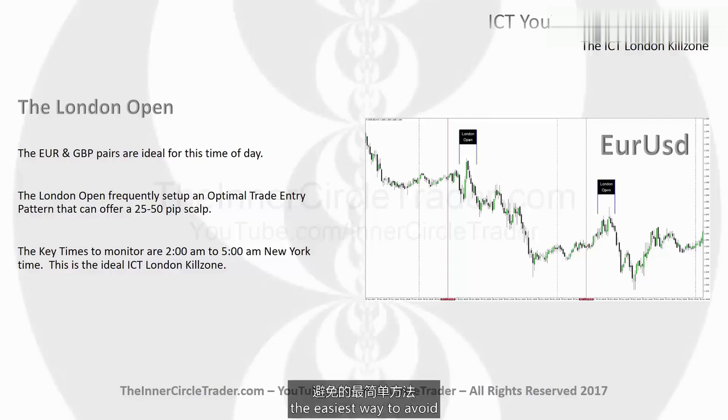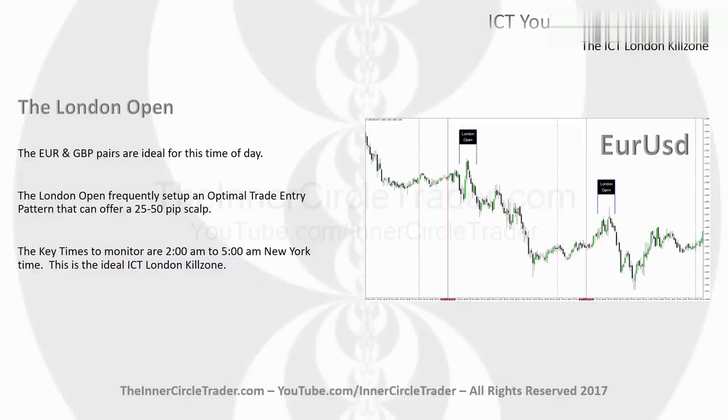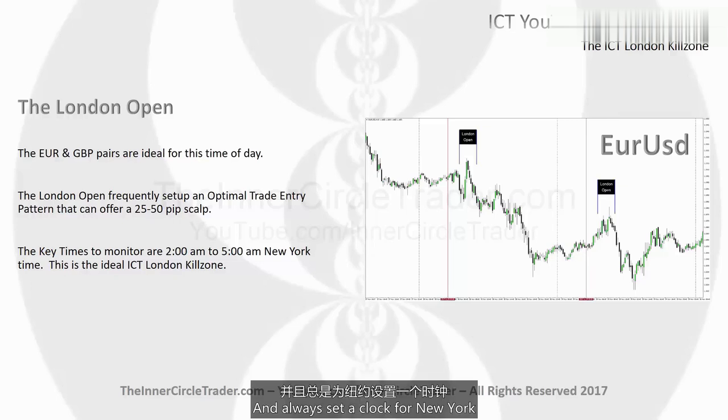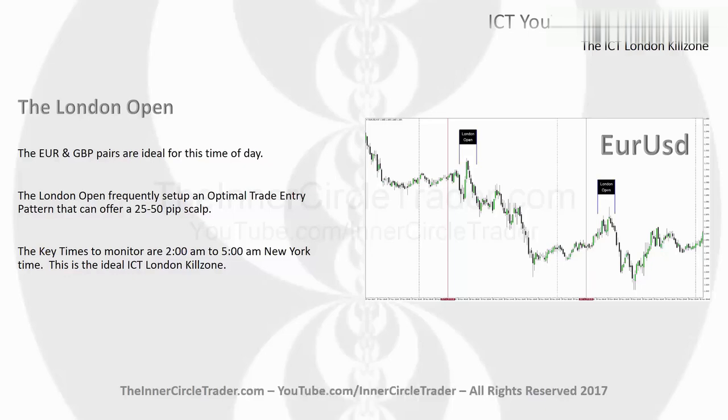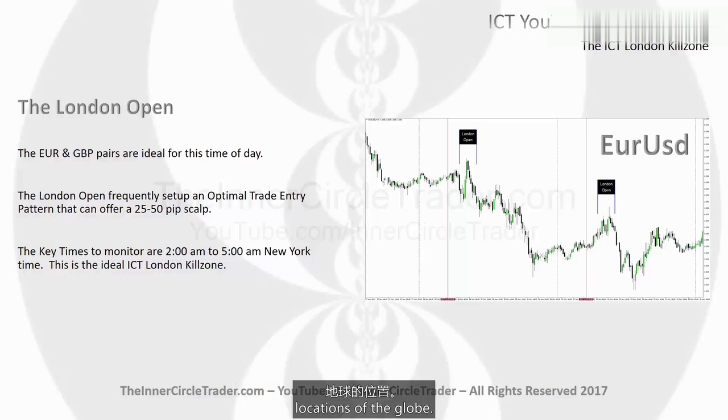So in other words, the easiest way to avoid me confusing you about the time is determine whatever time it is in your area relative to what it is in New York time, okay? And physically wait for 2 a.m. to be in New York, and then calibrate that with your broker and your local time. And always set a clock for New York, and you'll know exactly what I'm referring to in terms of time. It's the easiest way I can overcome that barrier, because it's been a point of confusion many times, because I don't know where you are globally, and you're all in different locations of the globe.